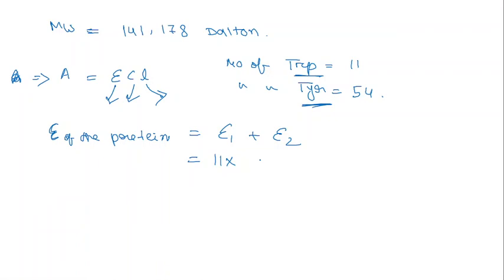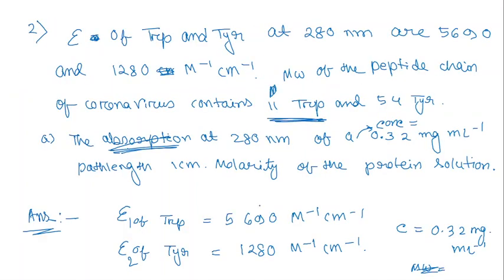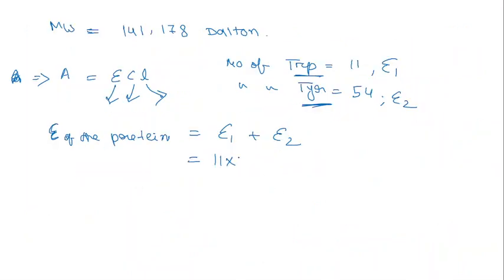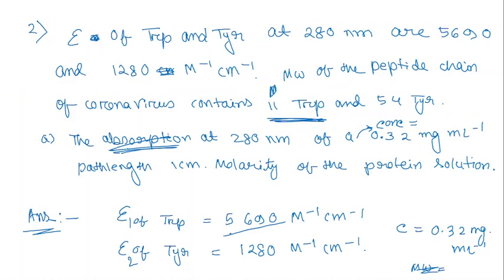So it consists of 11 tryptophan molecules. And what is the value of tyrosine? Epsilon 1 means the molar extinction coefficient of tryptophan, this one, 5690, plus 54 tyrosine molecules are there, and the value of the molar extinction coefficient is 1280.